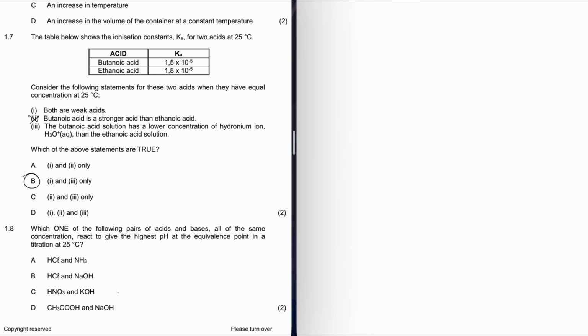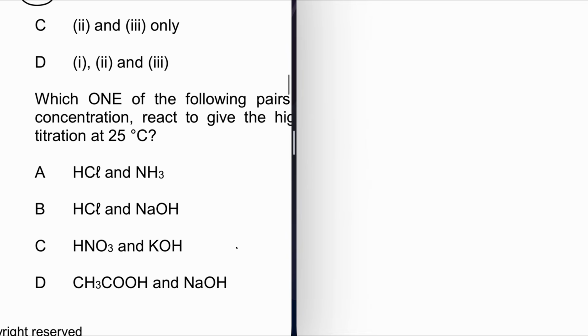Moving on to question 1.8. Which one of the following pairs of acids and bases, all of the same concentration, react to give the highest pH at the equivalence point in a titration at 25 degrees Celsius? So HCl is a strong acid and NH3 is a weak base. That means I'm going to have an acidic salt.